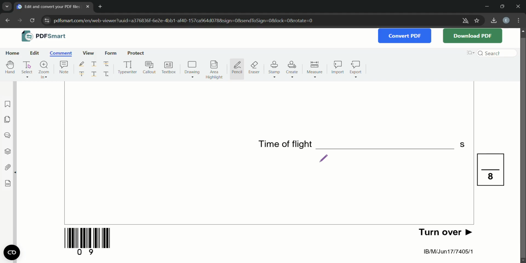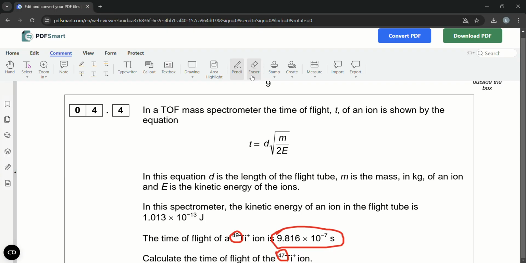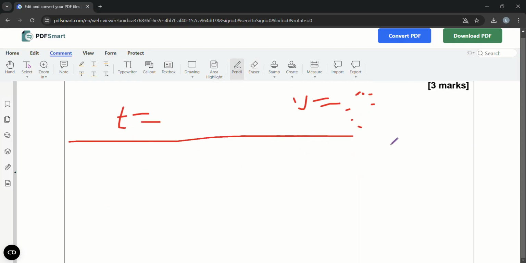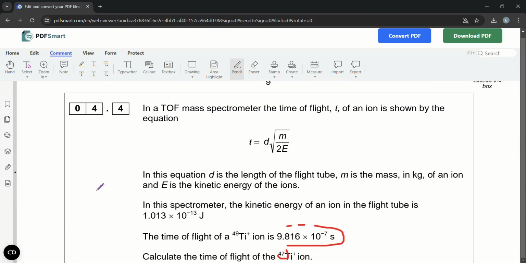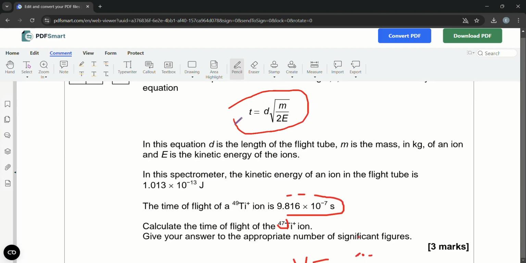And now for the final question. That's going to take a long time. Forget it, let's get rid of it. So it's a time of flight question. We'll start from here. A lot of information is given. So that's the equation we're given.